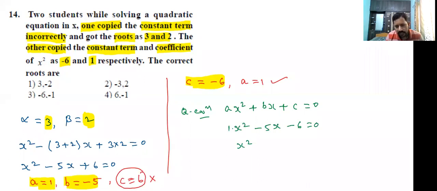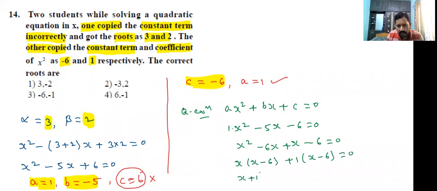1 into minus 6, minus 6. So then minus 6x plus x minus 6. These are the factors. Split. First two terms take common x. Second two terms take common 1. x minus 6 is equal to 0. Finally, (x plus 1)(x minus 6) is equal to 0.